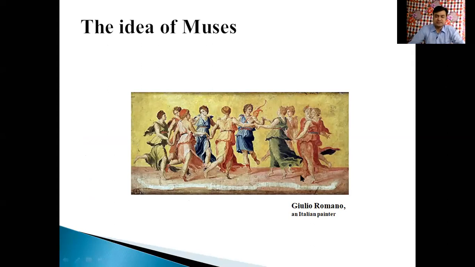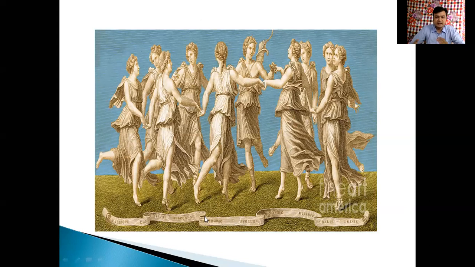Here we get nine muses in ancient time. Muses have different roles, but this painting is portrayed by Giulio Romano. Okay, this is the merrymaking scene of muses. They are dancing, they are singing, or something like that. Make no mistake, the costume here is not Greek costume, it's a Roman costume. So you may understand, though the idea is Greek, the Romans blindly followed those Greek culture and Greek study. This is the larger picture. We are going to discuss it in detail.